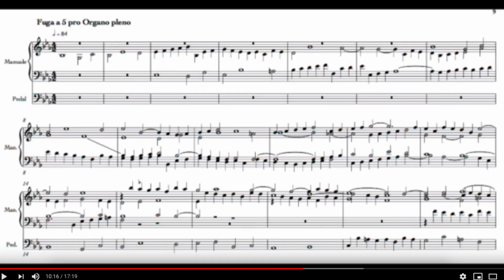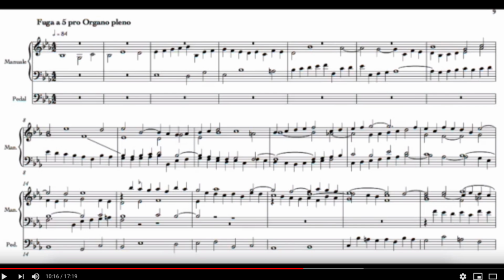BWV 552. In case you were wondering, by the way, what BWV stands for, we've looked at a lot of Bach, and I don't think I pointed that out. I believe the B stands for Bach. I can't remember what the WV stands for, but it's basically a cataloging number of Bach works. So this is not a system that Bach put on his works. He didn't call his works BWV 552.